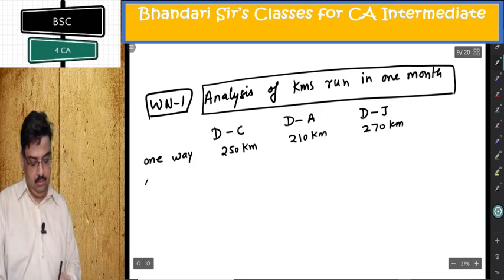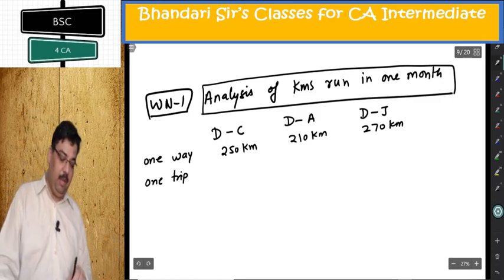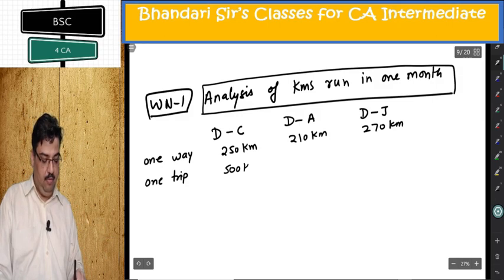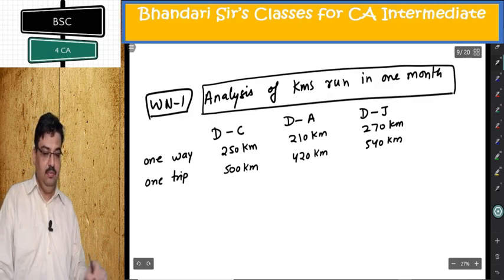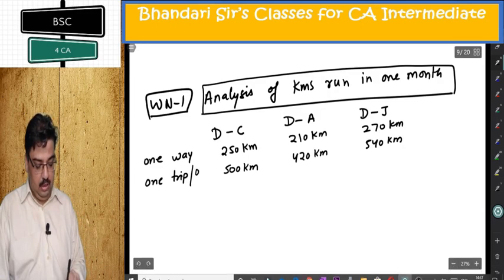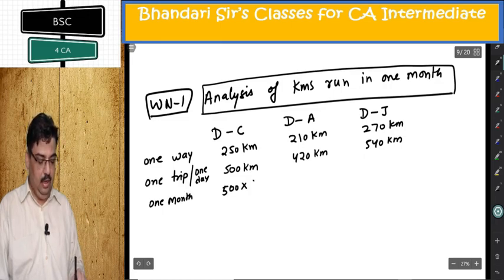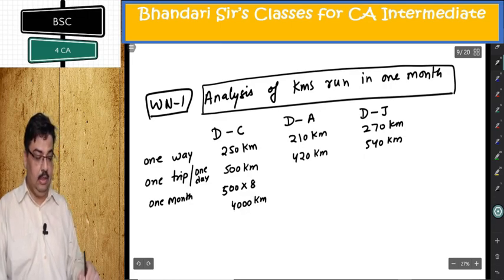It is given in question. One trip is going and coming back. 500 kilometer, 420 kilometer, 540 kilometer. And this is 1 day also. One trip or 1 day. Now 1 month: 500 into 8. There are 8 trips. 4000 kilometer.